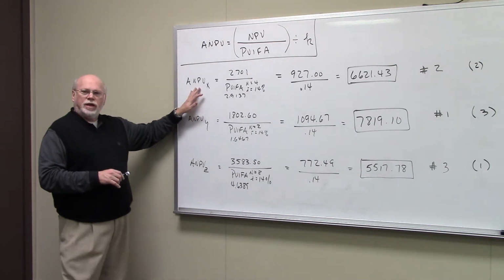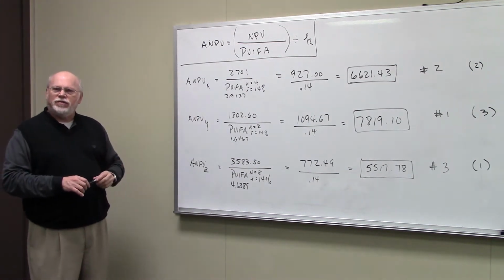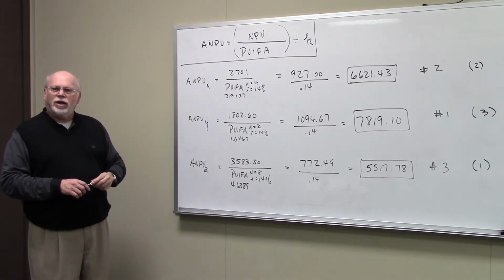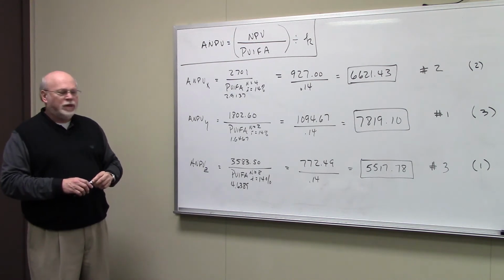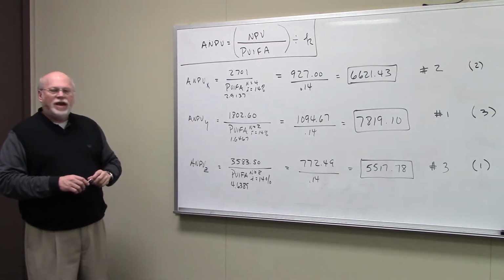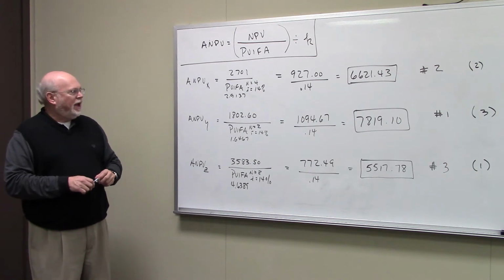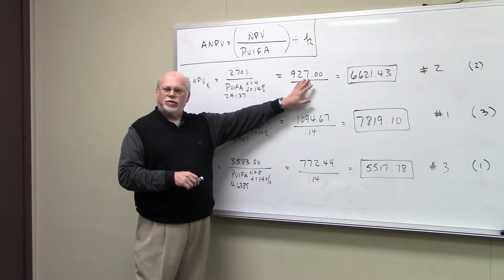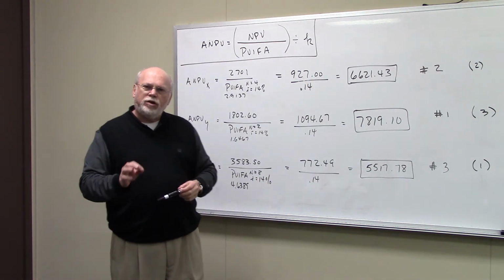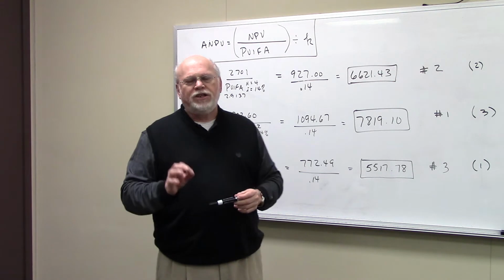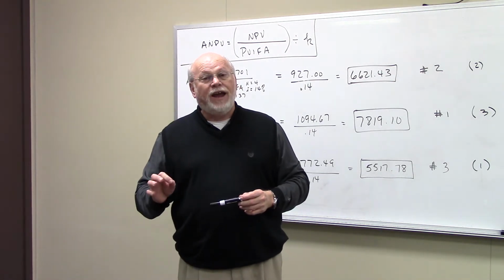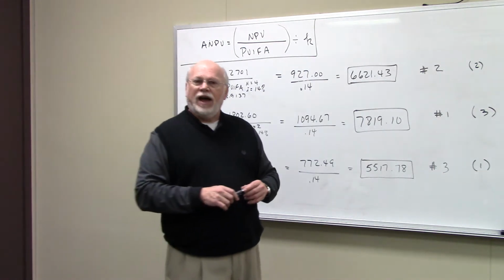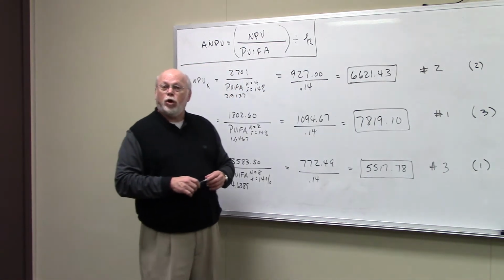Now, the annuitized or annualized net present value for project X. We calculated the net present value of that project to be 2701. If you divide that by your PVIFA with N equal to 4 and I equal to 14%, what you get is $927. Now, $927 is what project X would add to the value of the firm every year forever. How do you value that? Well, that's called a perpetuity.